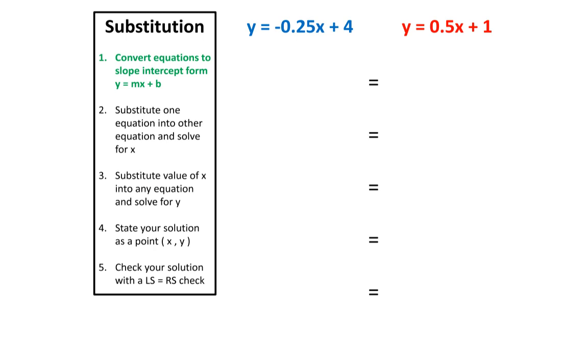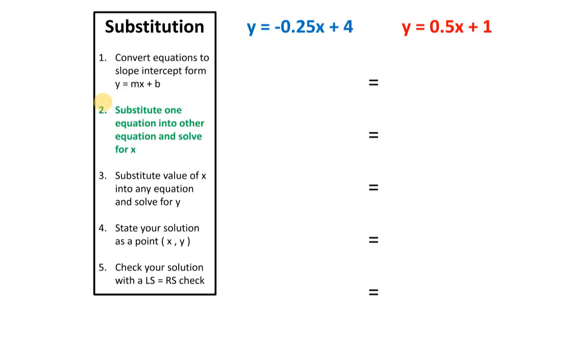The first step in the method of substitution is to convert both equations to slope-intercept form, which is y equals mx plus b. The blue line appears to be already in slope-intercept form. Meanwhile, the red line also appears to be in slope-intercept form, which means we don't have to do anything for this first step. Sometimes you do, sometimes you don't.